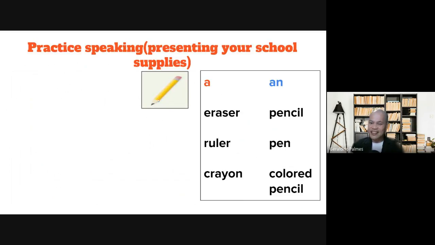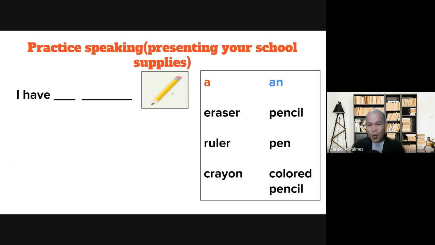Now look at here. First, what do you think it is? It's a pen? A pencil? It's a pencil. But before that, if we speak presenting our school supply, we say I have, and then article, and then we have here the object. So first, we already know what is here, right? We've got to know the object first, because if we use a or an, we don't know what the article is, we might make a mistake. Okay?